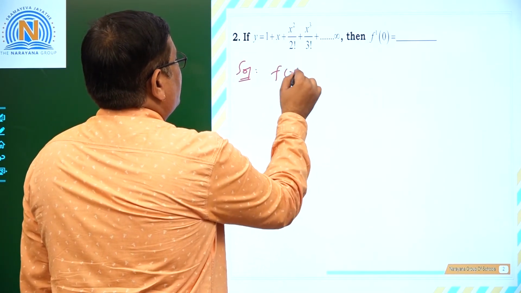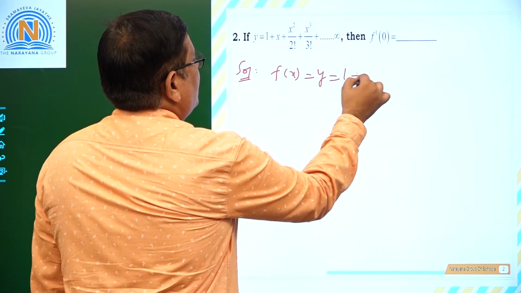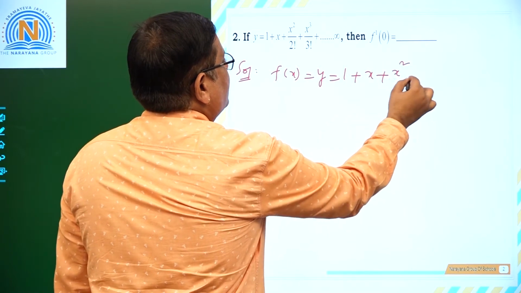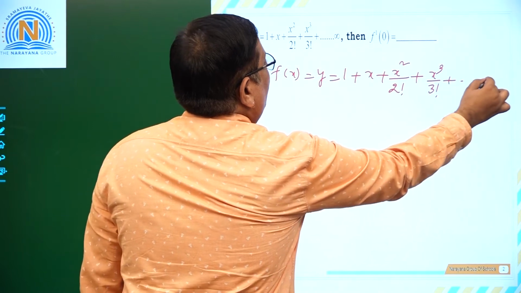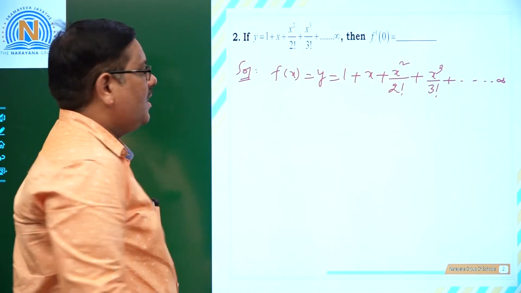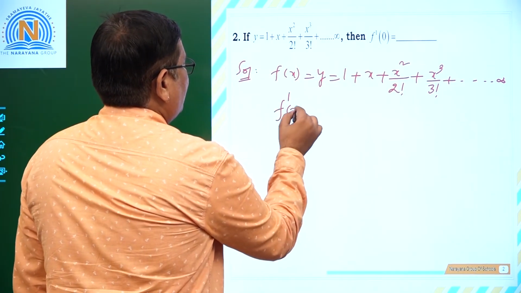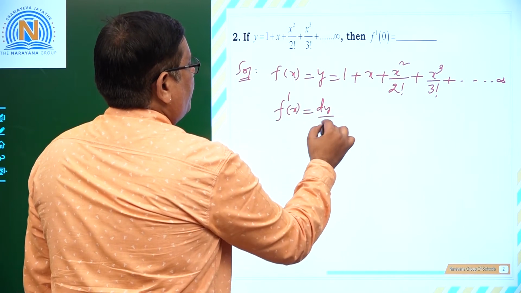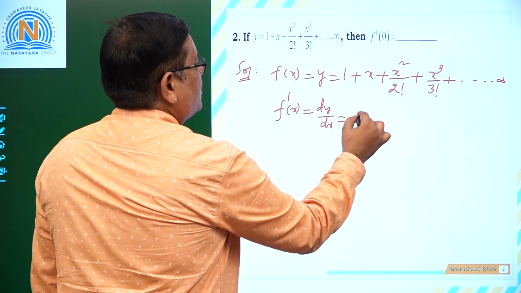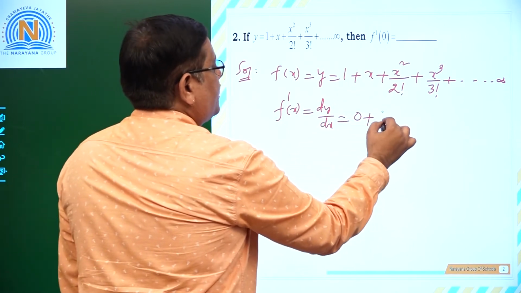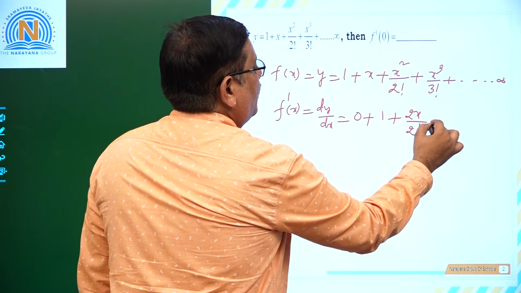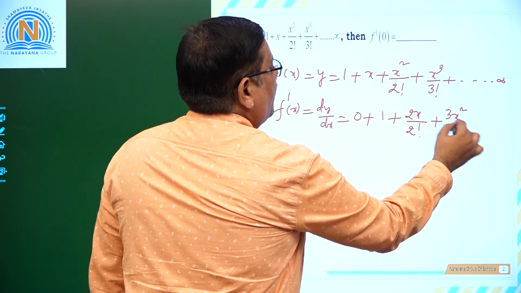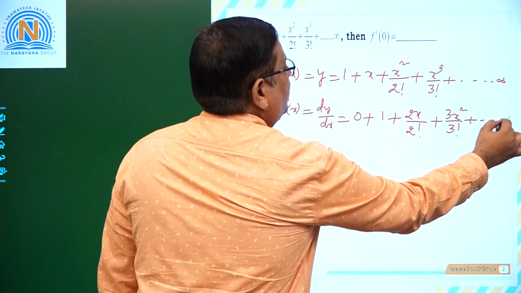So f of x is equal to y, that is 1 plus x square by 2 factorial plus x cubed by 3 factorial plus so on up to infinite series. Now let us do f dash of x. What is f dash of x? dy by dx. Derivative of constant is 0. d by dx of x is 1. d by dx of x square is 2x by, of course, 2 factorial. Next, 3x square by 3 factorial. It goes on like that.